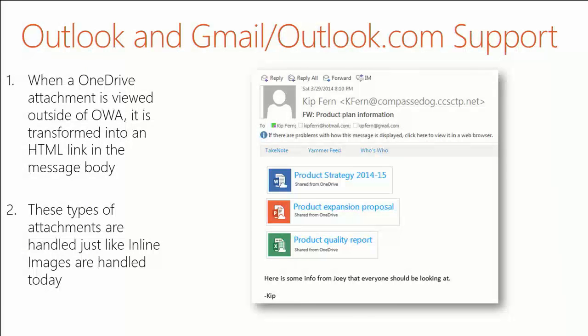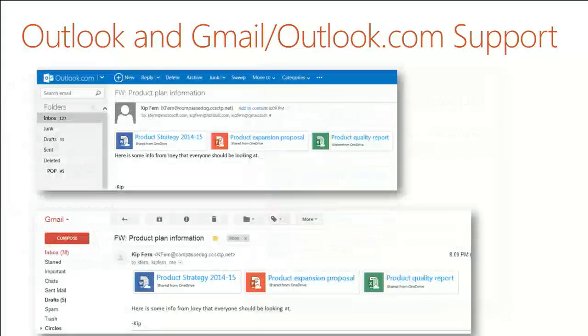You actually see what looks like attachments, but they're in the email body. They're nicely formatted HTML links. But you don't see anything actually in the attachment well. And the same thing happens if it's in Hotmail, Outlook.com, Gmail, or any other client that's out there. The links will show up in their body.